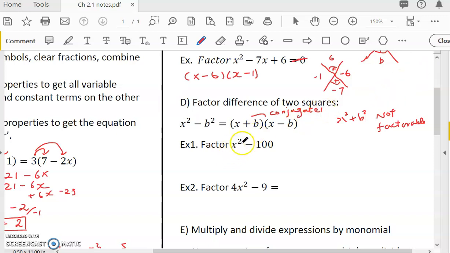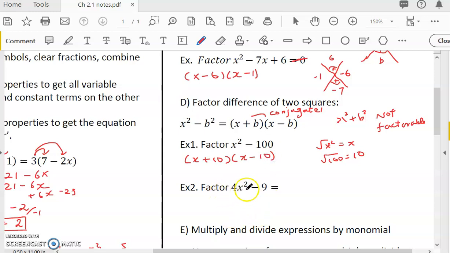So if I want to factor x squared minus 100, I know this is a square and this is a square. When I take the square root, it becomes x, and the square root of 100 becomes 10. So I know my two conjugates are the factors: x plus 10 and x minus 10.